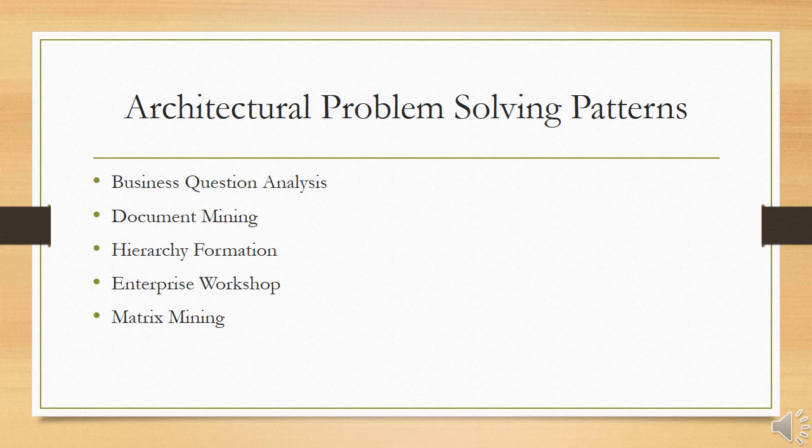Finally, matrix mining. Carefully review the documents for cross-column relationships, that is, a sentence involving more than one column. Keep track of each relationship, including document, quoted text, and page number. Then conduct an enterprise workshop to validate the matrices.